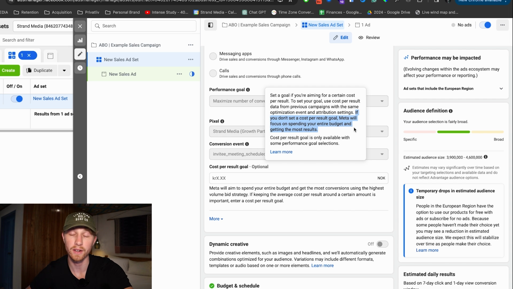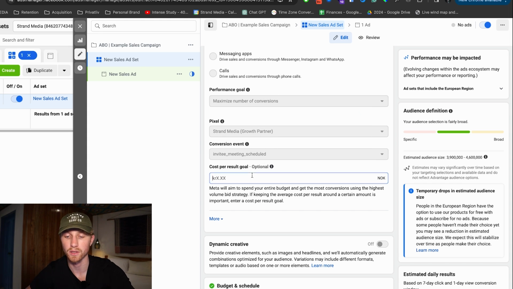So that is all good and great, but if you're not being profitable and they're not able to get you as many results as you need, then why do you still want to spend all your daily budget? You probably shouldn't. And that's why I highly recommend putting in the cost per result goal.